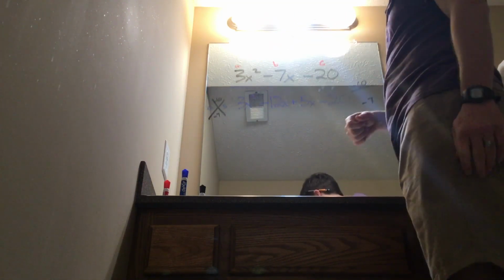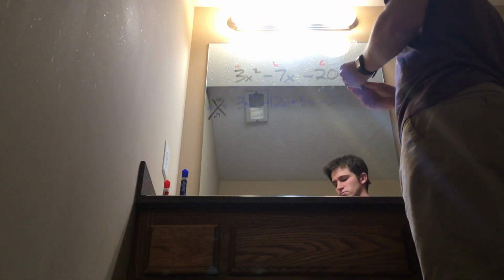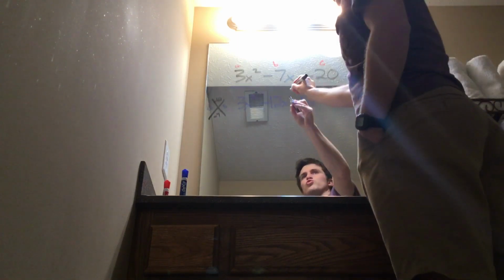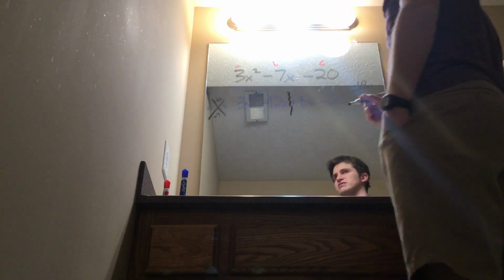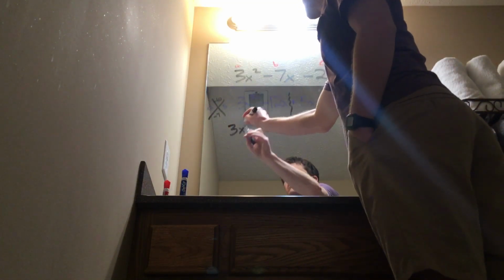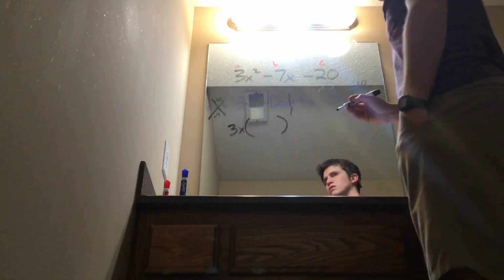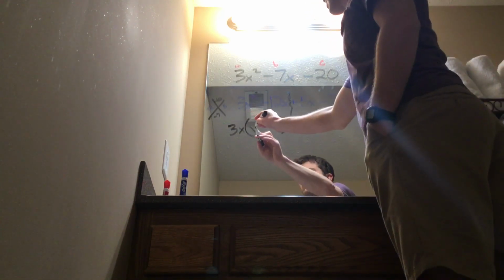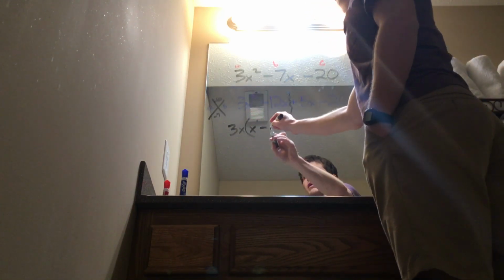So what I would do is, you try it on your own, hit pause, and then play it and see if you get the same thing that I do. Group the left side and the right side. GCF over here is 3x. The leftovers would just be an x minus 4.